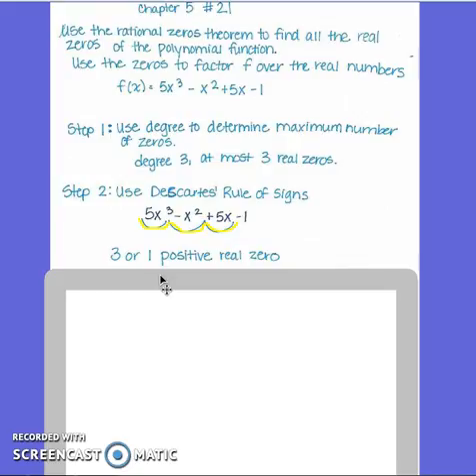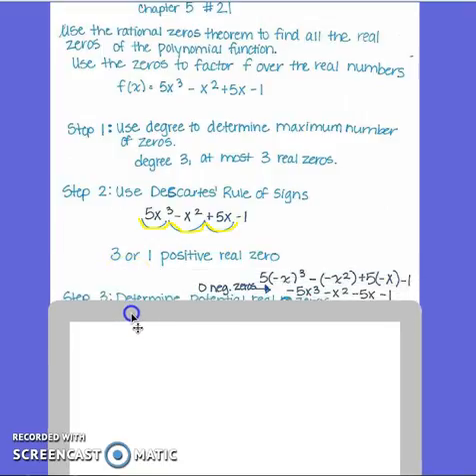Descartes' rule of signs states that once you have determined the sign change, you can go down 2 from that. Okay, so if it was 5, it could be 3, 1. You go down by 2s. Okay. Now let's determine the number of negative real zeros.